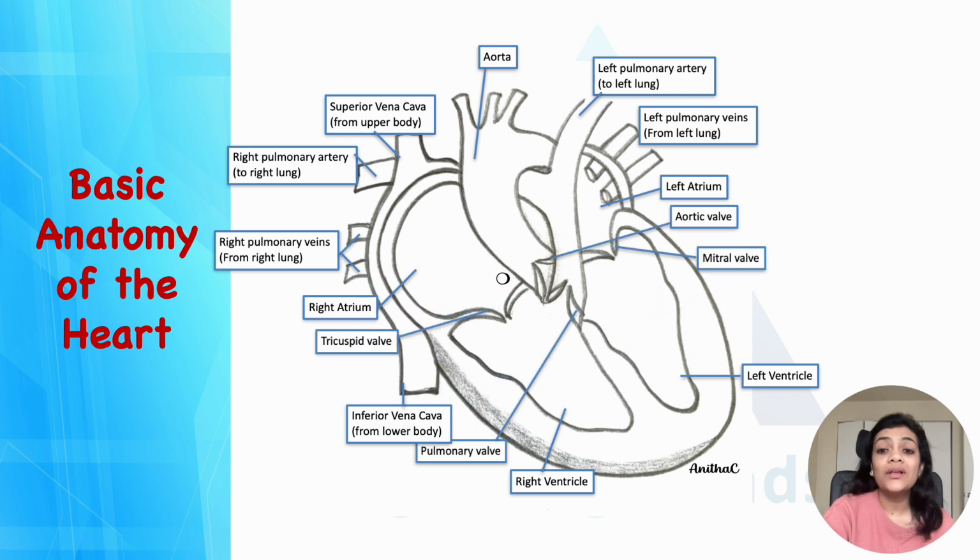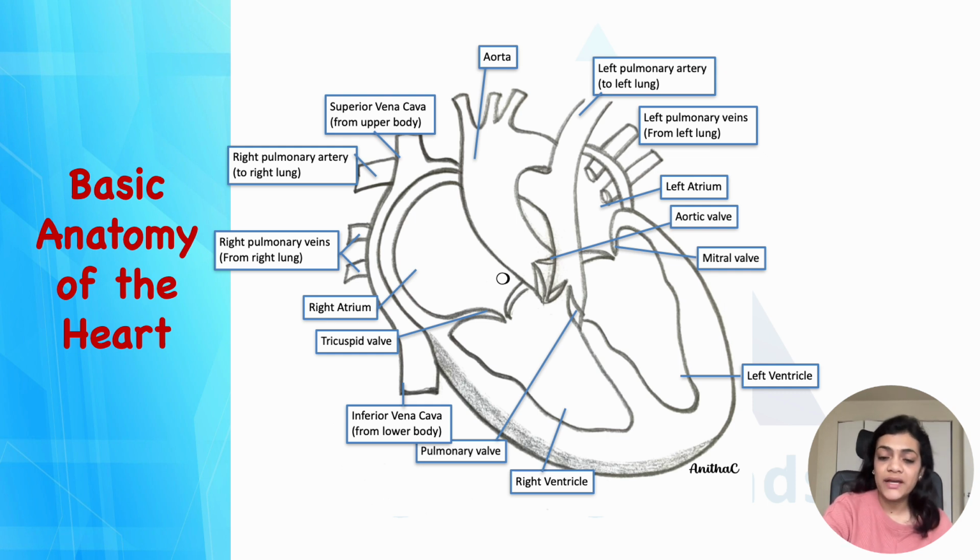Next, you have the 4 valves in the heart, which actually guide the blood flow within the heart. There are 2 atrioventricular valves, which are situated between the atrium and the ventricle. And there are 2 semilunar valves, which are situated between the ventricle and the great vessels.